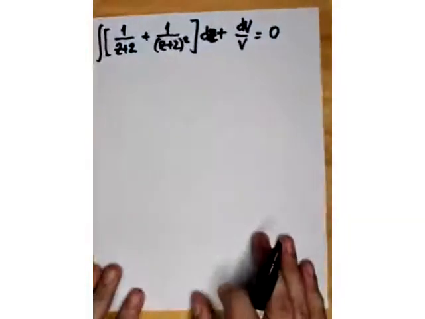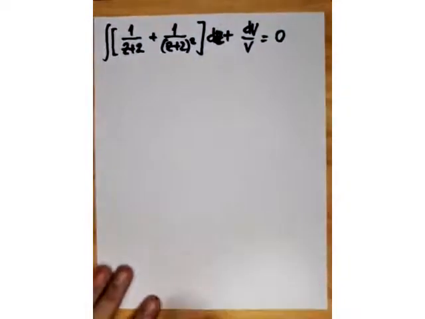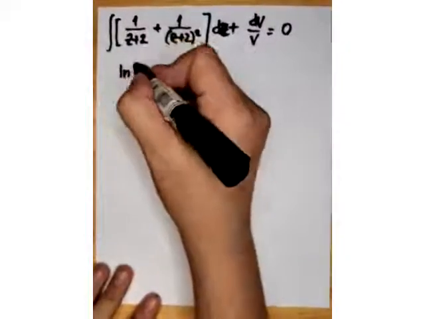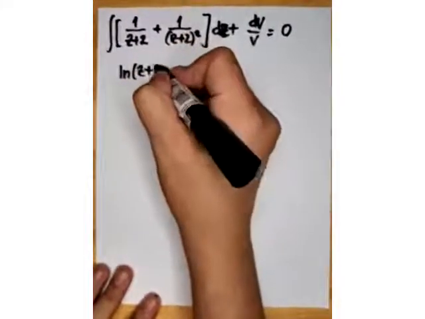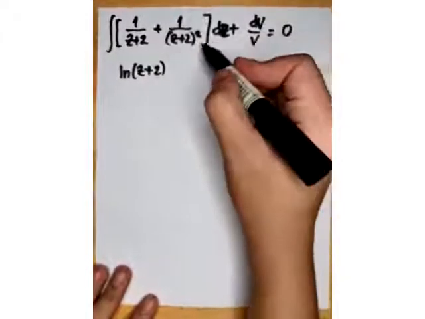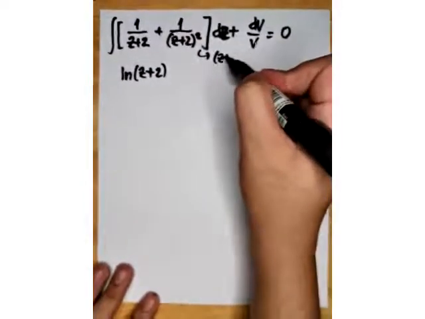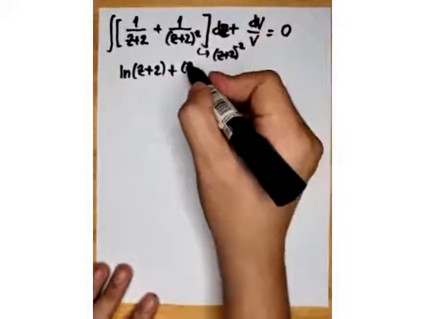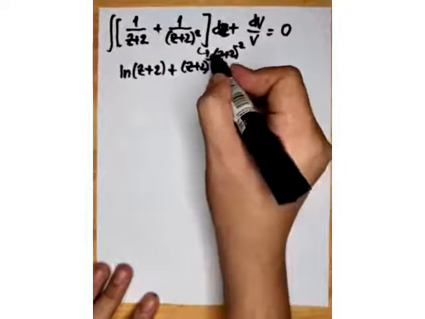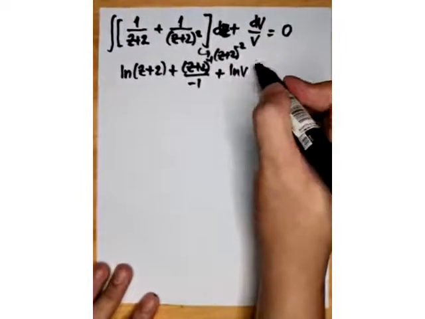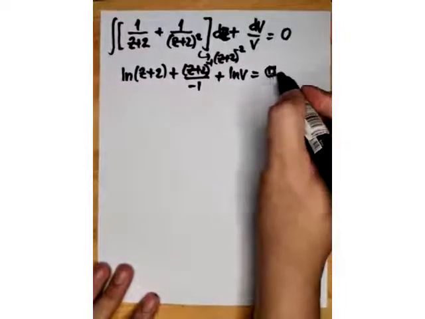Okay, and then we will just perform the integral. So therefore, this is ln of z plus 2. This one is power rule, so we can write this as z plus 2 raised to negative 2. So that will be plus z plus 2 raised to negative 1 over negative 1 plus ln of v is equal to c.